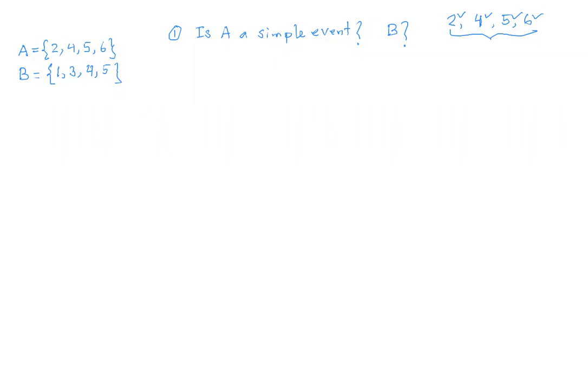Is the idea clear to everybody? It's a compound event or not a simple event. Same for B. B can happen if 1 shows up, 3 shows up, 4 shows up, and 5 shows up. So it could happen in 4 different ways. Therefore, B is not a simple event. The answer is no.